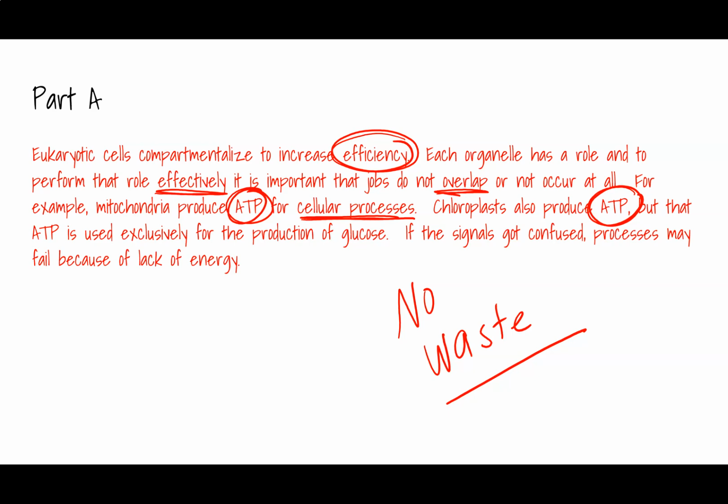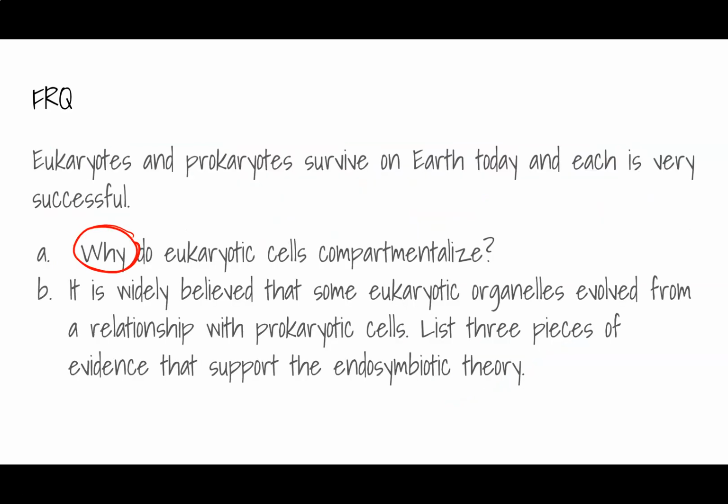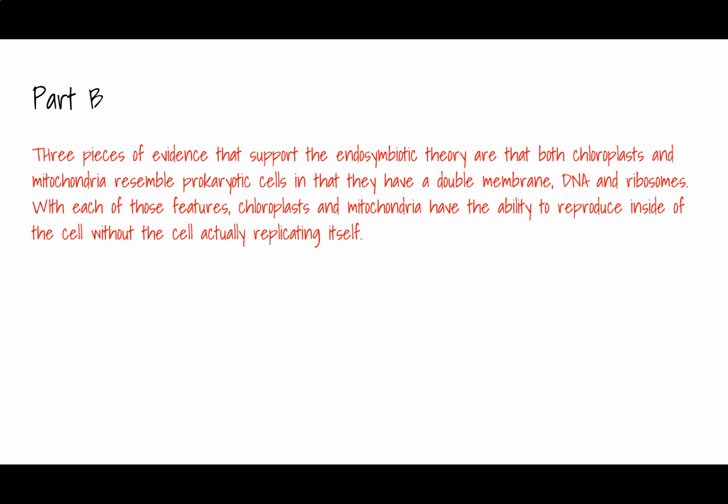Let's go back to look at question B. It is widely believed that some eukaryotic organelles evolved from a relationship with the prokaryotic cells. List 3 pieces of evidence, and many of you got 2 pieces easily, and some of you kind of slipped up. I gave you 4, actually. And let's see what we got here. We know that double membrane, that's 1. They have a circular DNA, that's 2. They have ribosomes, that's 3. And they do have the ability to reproduce. So prokaryotic cells can reproduce, but these guys can reproduce inside of a cell without the cell going through replication.